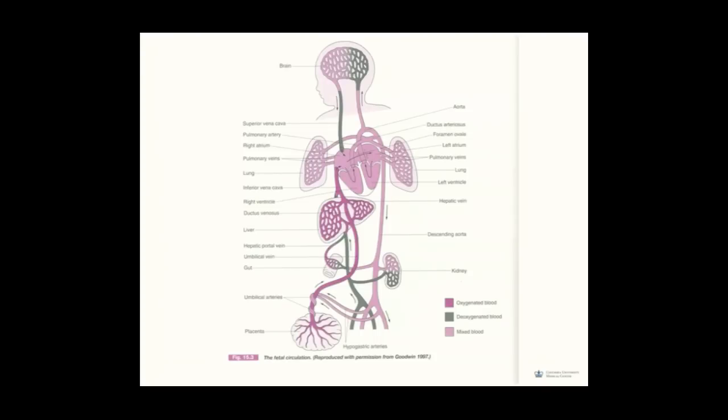Okay? And then once it's in the left side of the heart, it goes immediately to the left ventricle and then into the systemic arterial system. Okay? The blood that did not go through the foramen ovale, which is that first shunt, is the blood that went to the right ventricle and into the pulmonary artery.